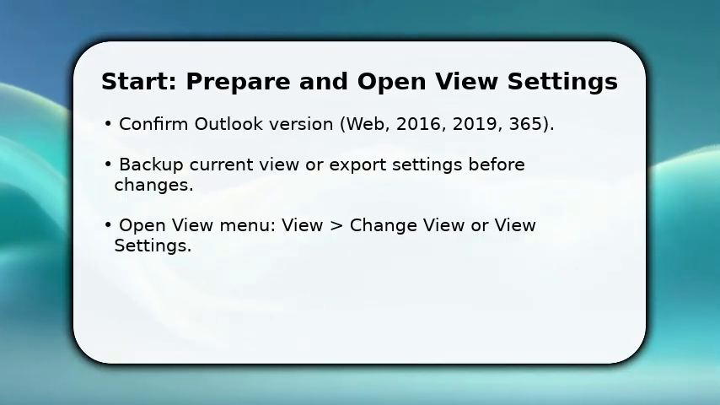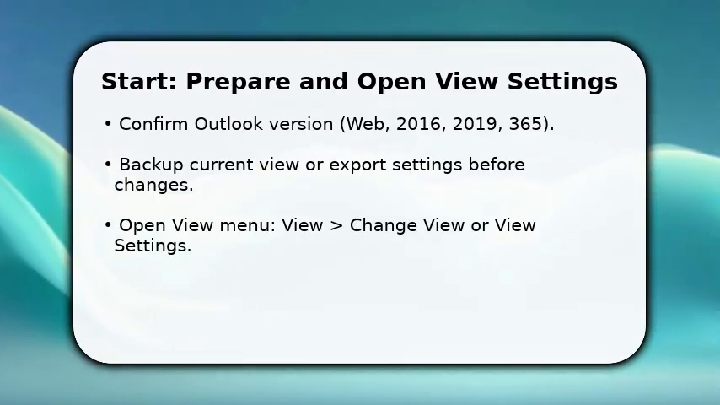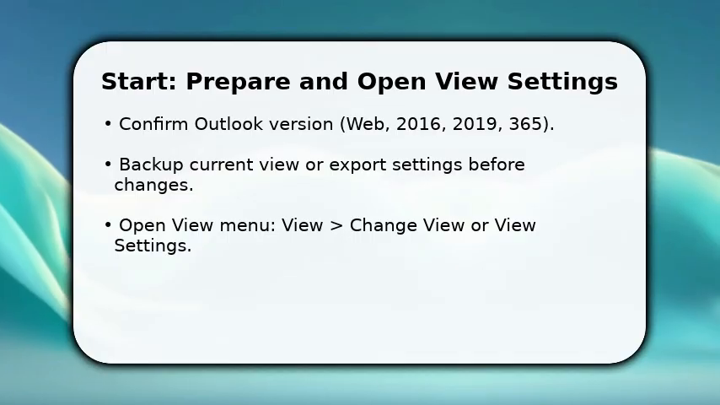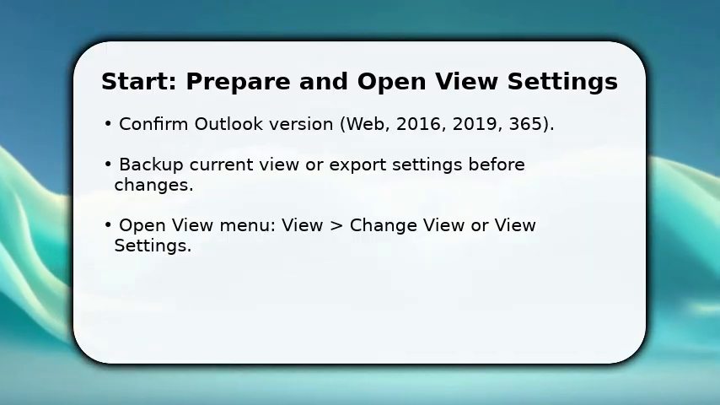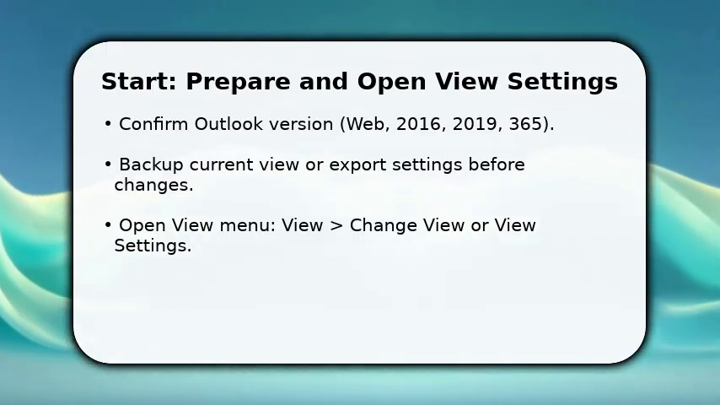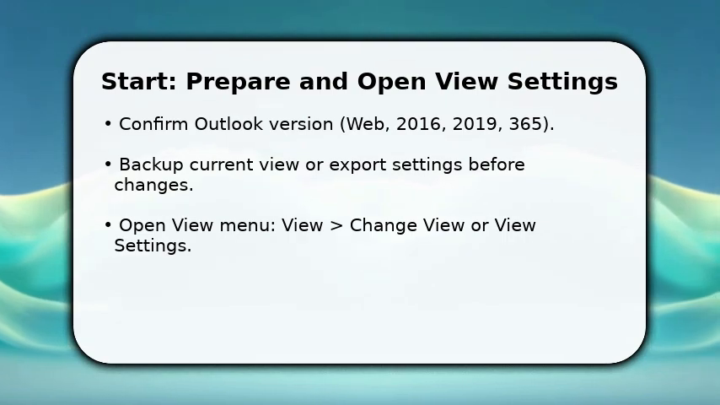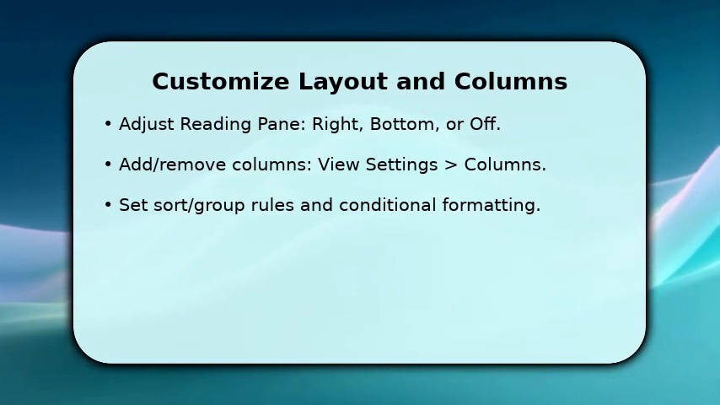Make sure to keep the navigation pane visible so you can test changes live. You're now ready to modify columns, reading pane, and sort rules. You now change layout elements to suit your workflow. Set the reading pane to right, bottom, or off to control message preview density.